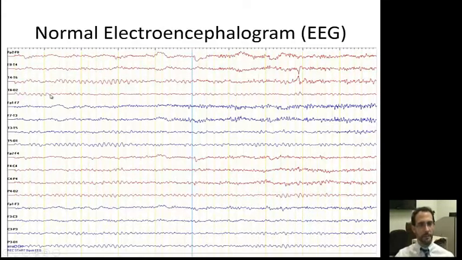So the even numbers, like FP2, belong to the right side, and the odd numbers belong to the left side. F stands for frontal, a very anterior point in the frontal area, T stands for temporal, and O stands for occipital. So as you can guess, those leads are tracking around the head, from the front part to the posterior part of the head.